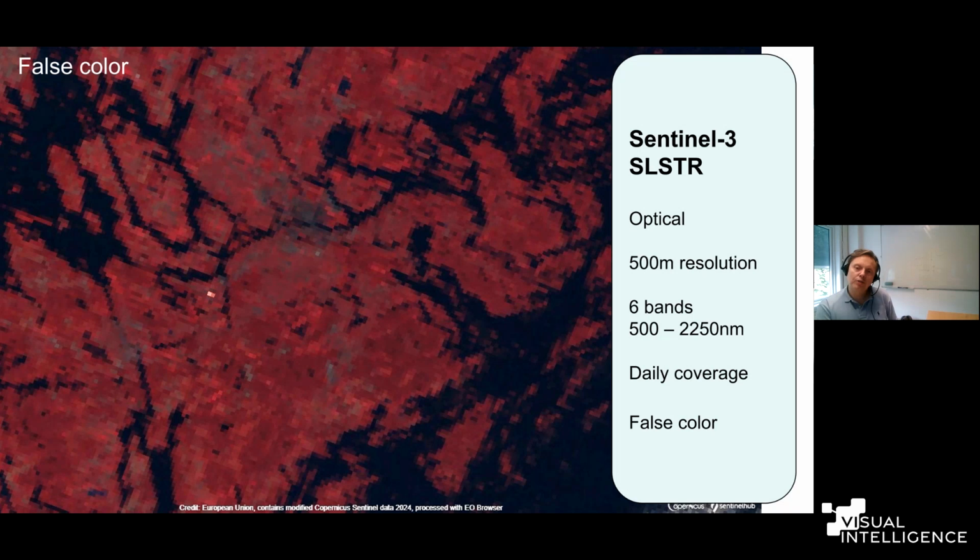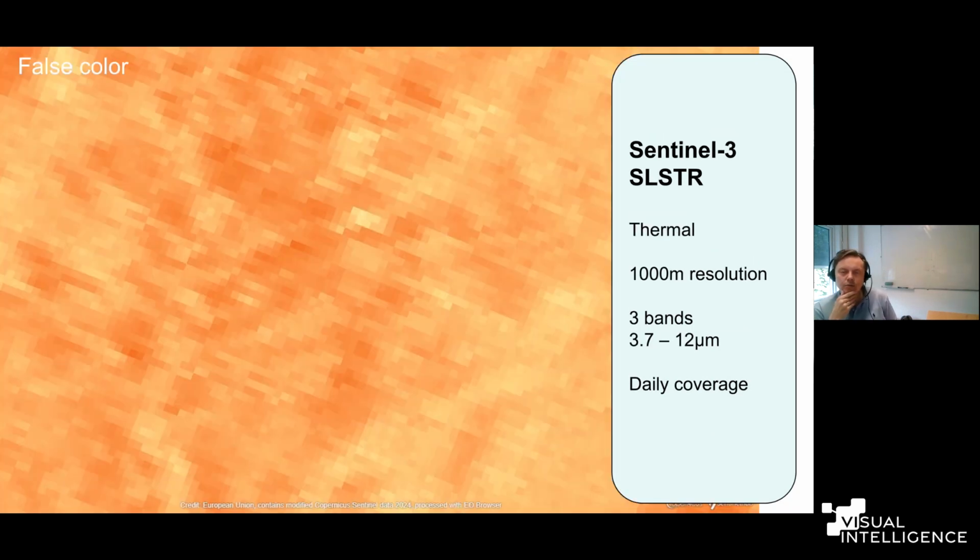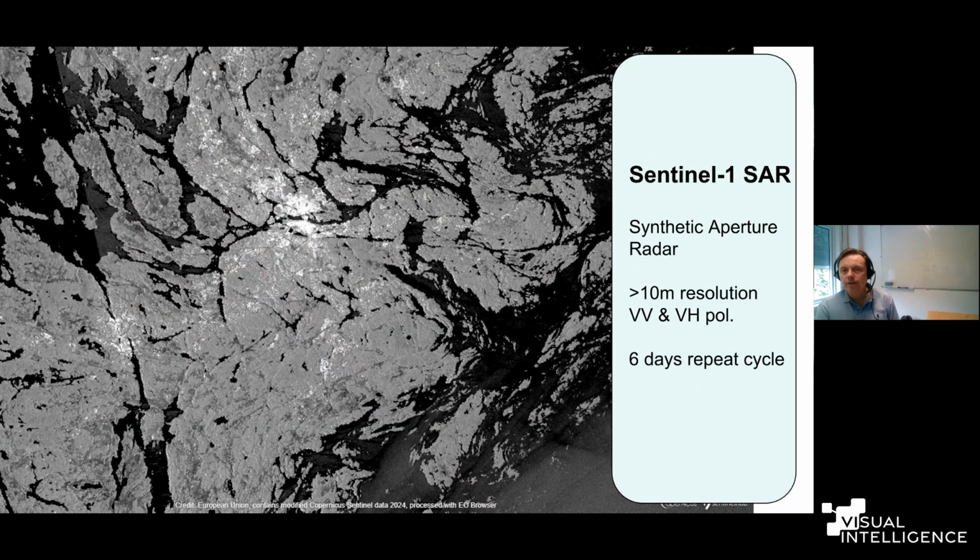But this also provides you daily coverage and even larger coverage than the previous one. And that also has a thermal sensor, which is able to, you can see the temperature on the surface. It has 3 different thermal bands that we can use. And finally, the radar satellites look completely different.